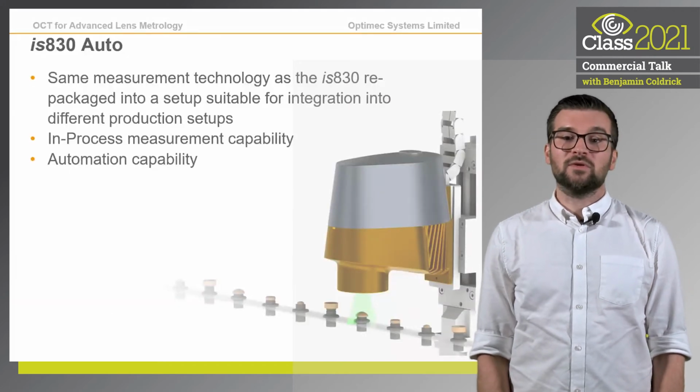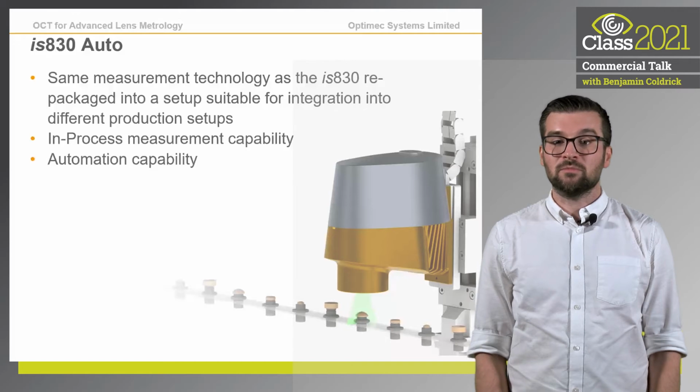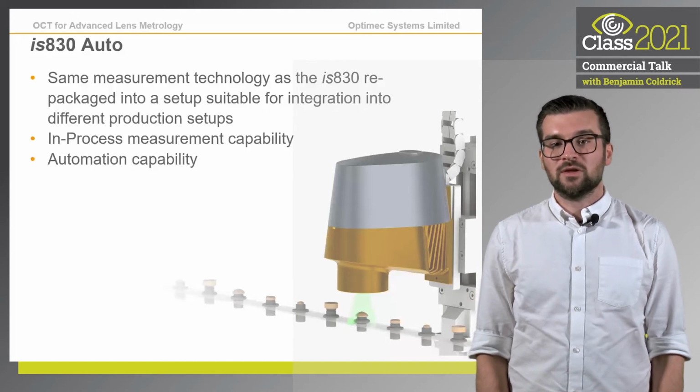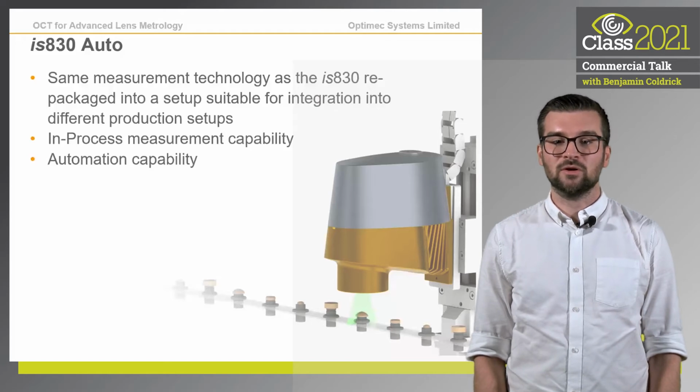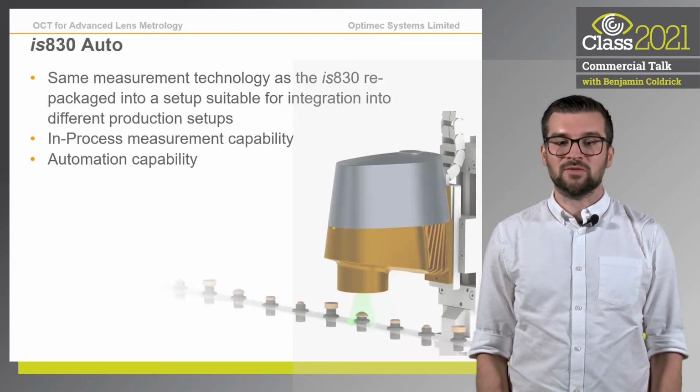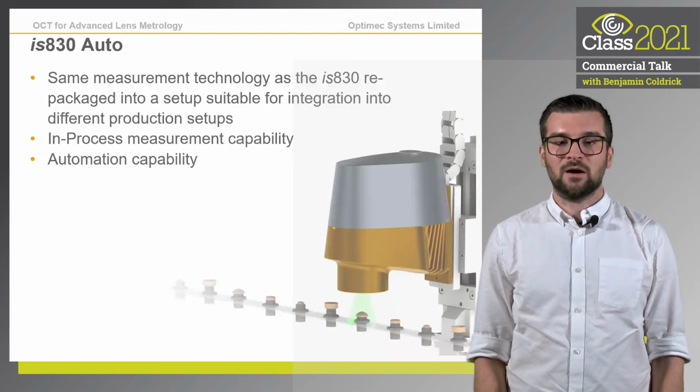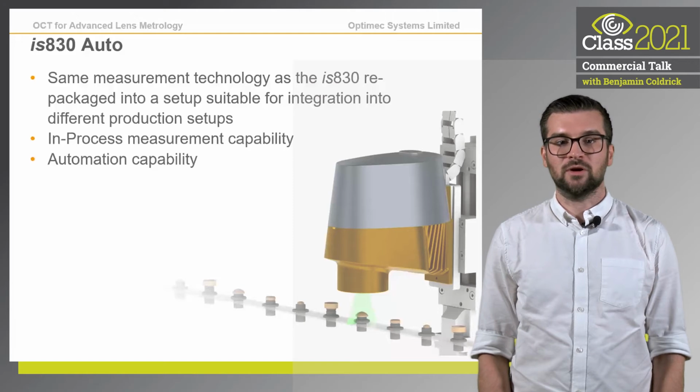A big advantage of OCT is the ability to measure samples in process, which is where the IS830 Auto product can be used. The Optimec IS830 Auto uses the same measurement technology as the standard benchtop IS830, packaged into a new enclosure that allows for a versatile automation offering.